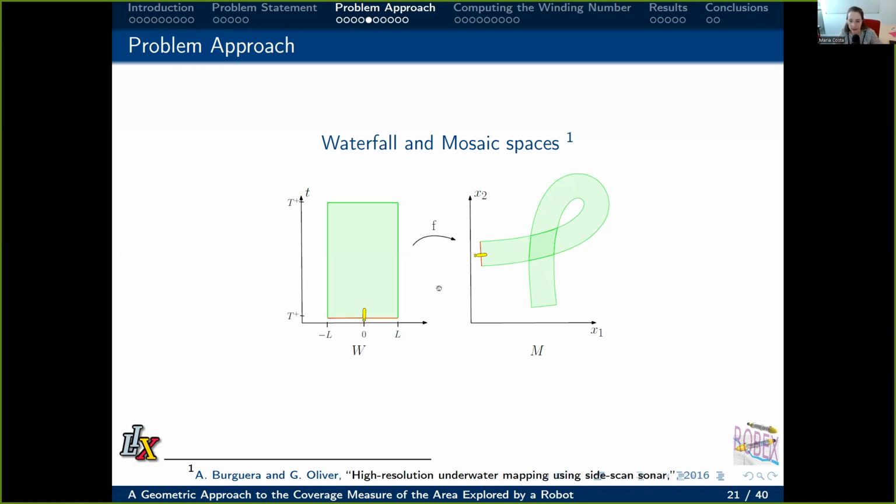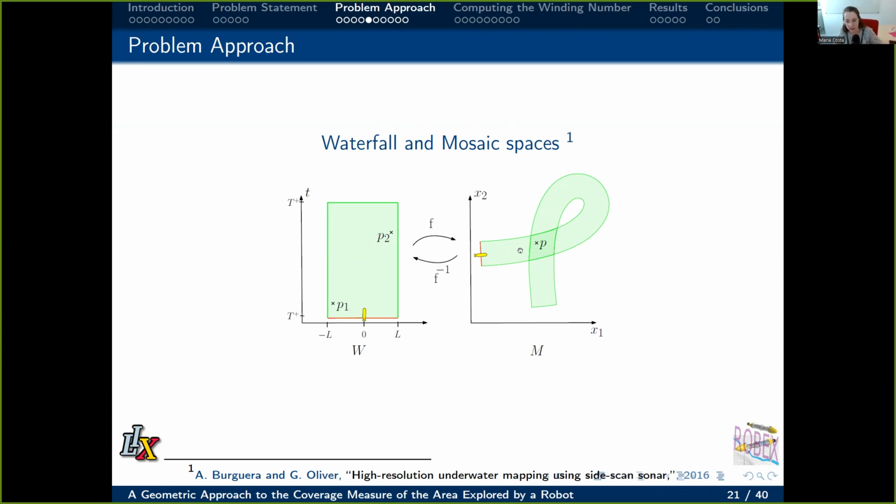So we can understand better, we are going to take a point P in the mosaic space. And the number of times that this point was explored by the robot is equal to the number of times that this point appears in the waterfall space, or equivalently, the number of times that this point P will appear in the waterfall image that I presented at the beginning of the presentation. So if we take the inverse of F here at P, we must have 2 points in the waterfall space.